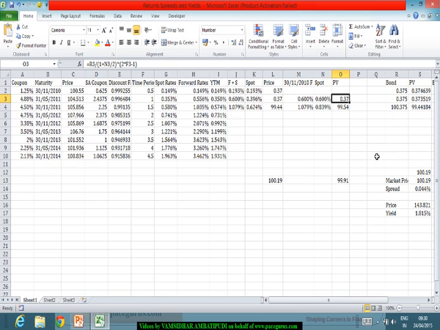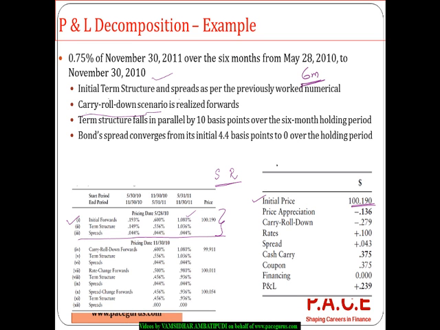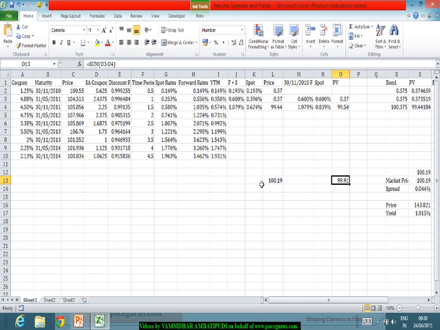Because now I have moved 6 months later, I have to adjust the discounting factors accordingly, because I am right now on the 30th November 2010. So the price of this is 99.91. So from 100.19, because of the carry and roll down.